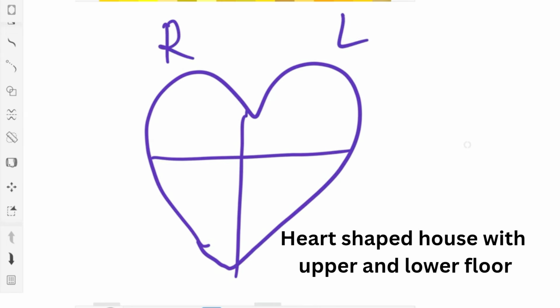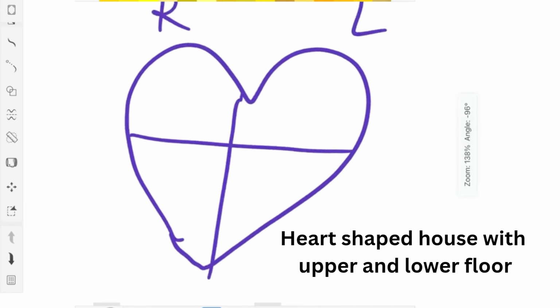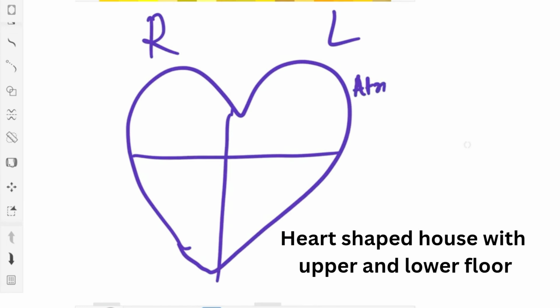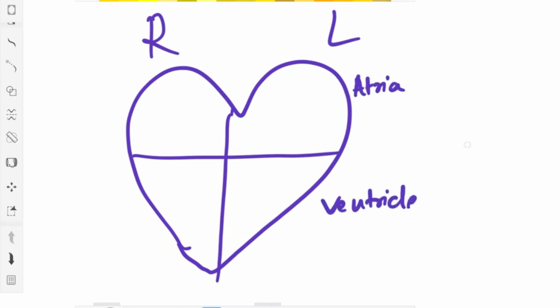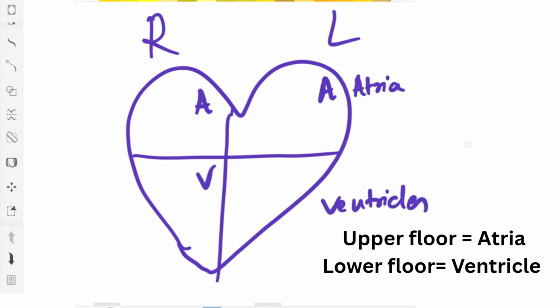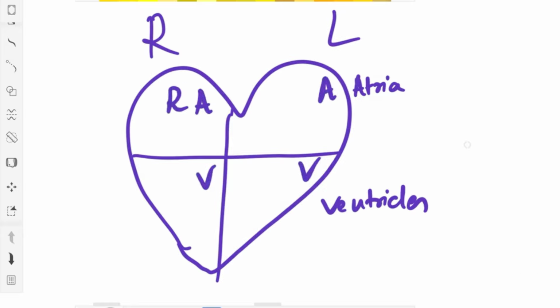A heart-shaped house, and let's name the upper floors as atria. Upper floors are atria, and the lower ones are ventricle. Okay? So we are going to write atria, atria, ventricle, ventricle. Since this is the right side, right atria, right ventricle, left atria, and left ventricle. So we divided it this way.